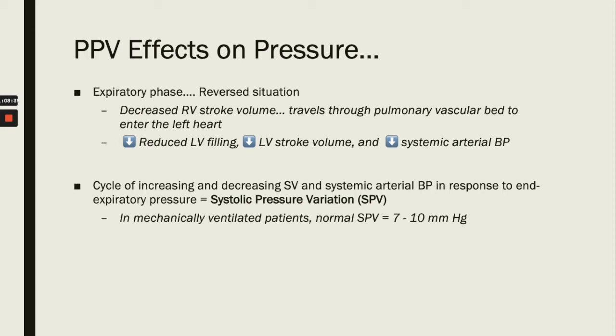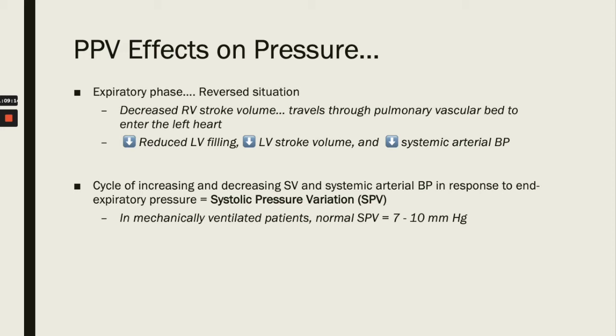So we have a decreased right ventricular stroke volume that travels through the pulmonary vascular bed to enter the left heart. So we have reduced left ventricular filling, decreased left ventricular stroke volume, and a decrease in our systemic arterial blood pressure during the expiratory phase. So this cycle of increasing and decreasing stroke volume and systemic arterial blood pressure in response to end expiratory pressure is known as SPV, which is systolic pressure variation.